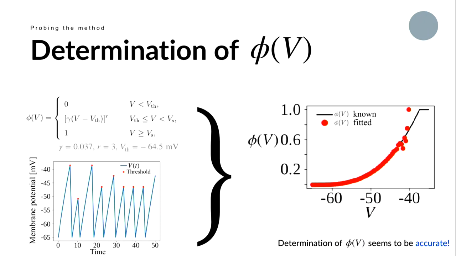We simply produced artificial data with many phi of V's. We changed this here and there, and we used the method to see if the known phi of V is well approximated by this fitted phi of V using this method. So it seems to be quite okay. It's very accurate.